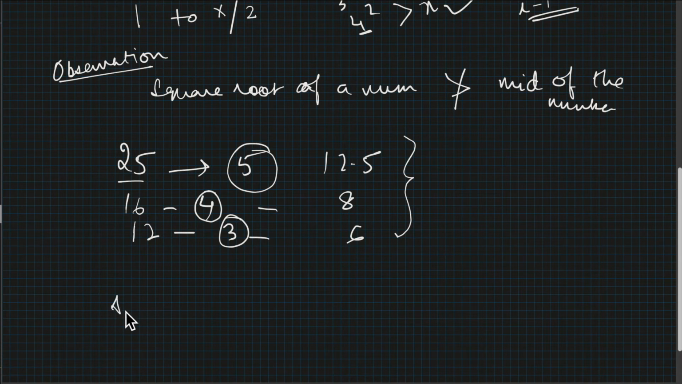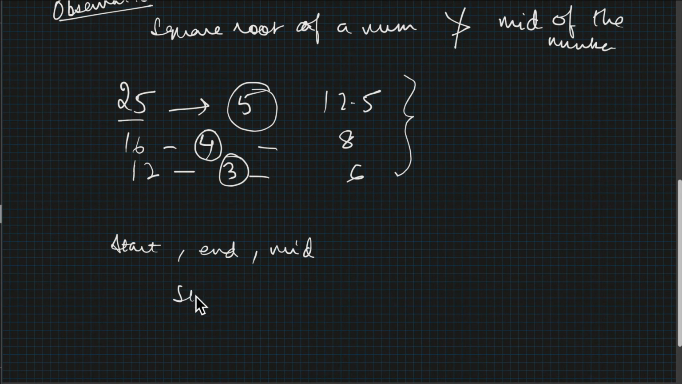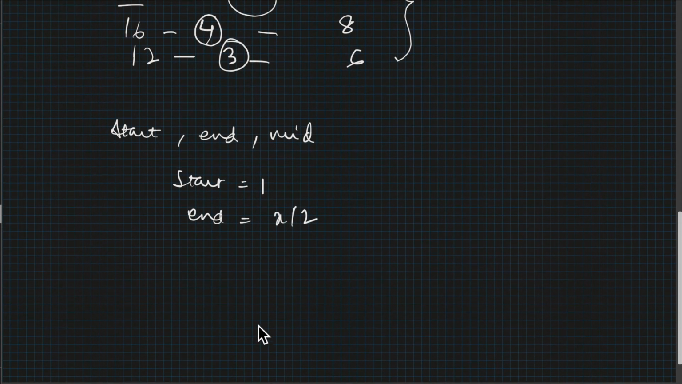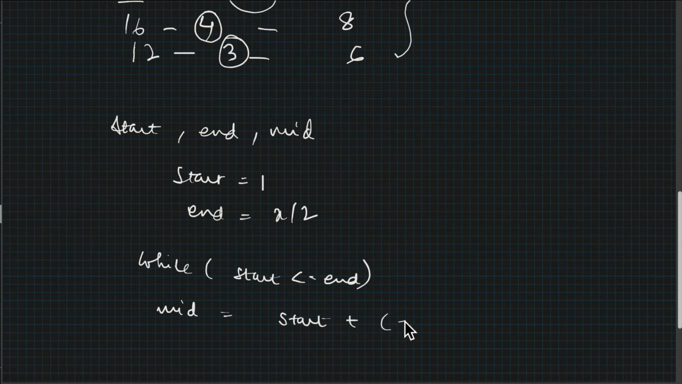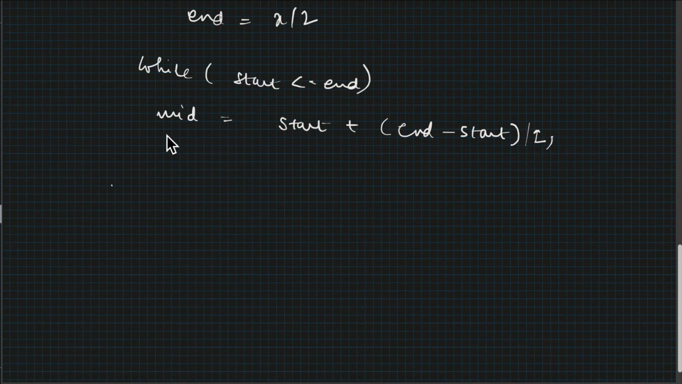So for binary search, we use these 3 pointers: start, end, and mid. We find out the midpoint. Initially, we can set our start to 1 and our end to x by 2, the middle point. And then we can have our while loop, which is going to run from start till the end. Within this, we will calculate the mid, like we told earlier: start plus end minus start by 2. So once we get the mid, now we have 3 conditions for us.